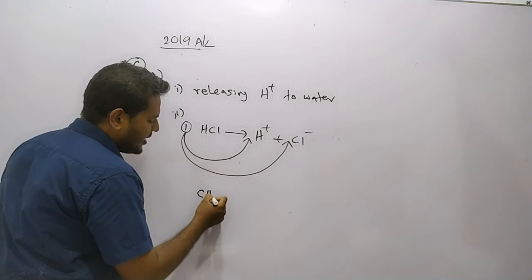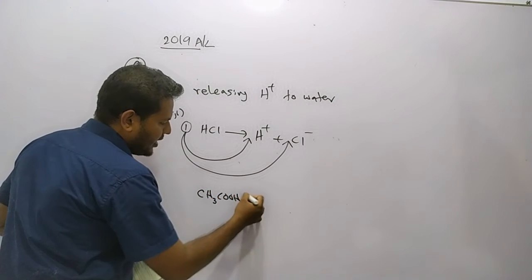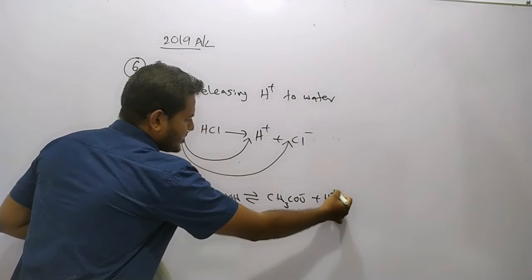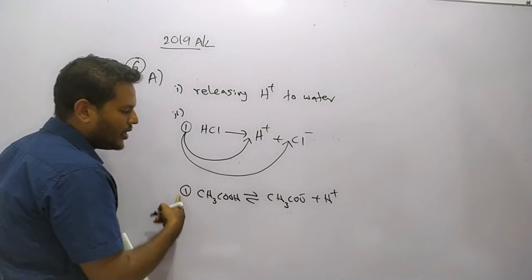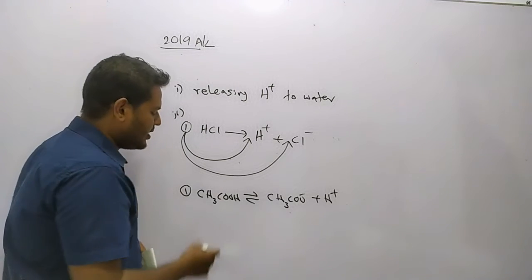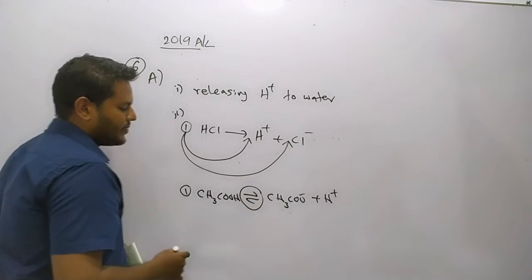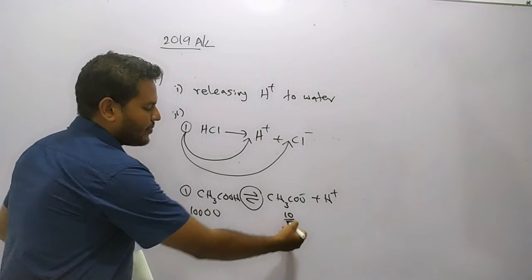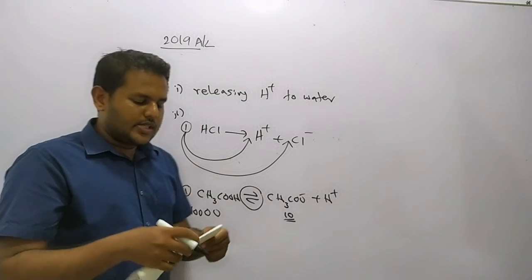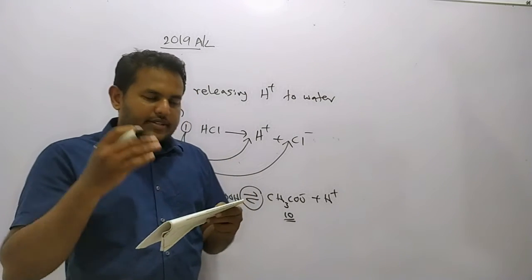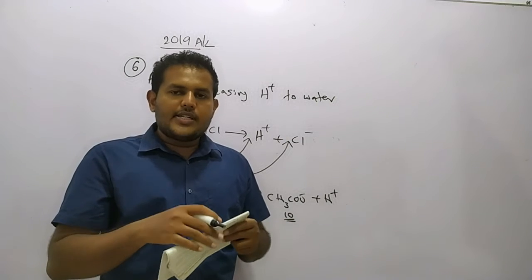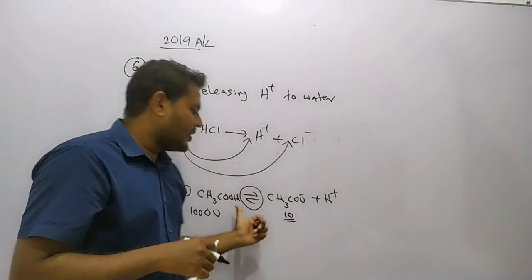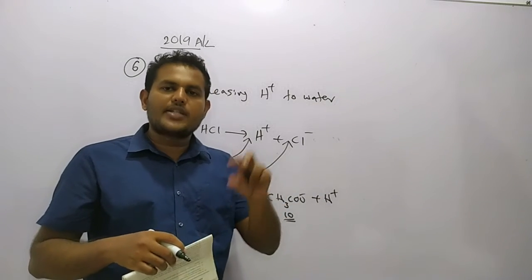But when you consider acetic acid, it is CH3COOH. It undergoes partial dissociation to acetate and H+. That means when you consider 1 mole of this compound, you won't get 1 mole of H+ because it is partial dissociation. Initially, if you have 10,000 molecules of acetic acid, you will get only a small number, not the entire amount. So the answer is: hydrochloric acid is a strong acid because it undergoes complete dissociation. You should write the term complete dissociation. Acetic acid is a weak acid because it undergoes partial dissociation.